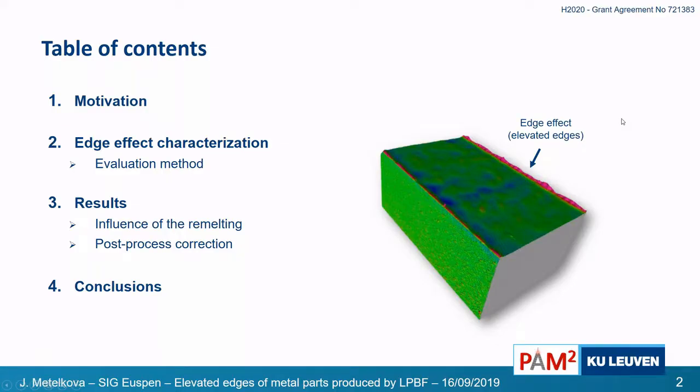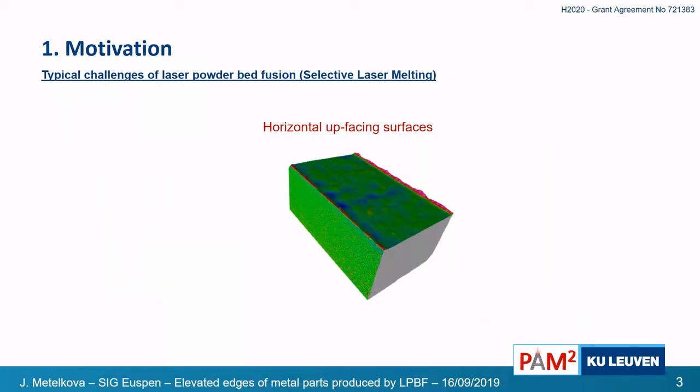After a very short introduction of the problematics, I will explain a little bit more about the method I use to characterize these elevated edges, and then some of the results, some of the observations we made after multiple laser exposure of the surface, also called laser remelting. So how this laser remelting is actually influencing these elevated edges. And the ultimate goal of this was also to proceed to post-processing with a laser ablation process, but we will go through it step by step.